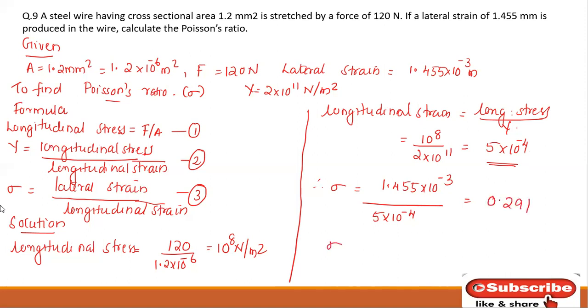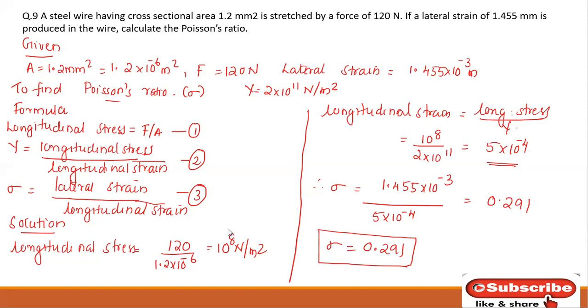So we got Poisson's ratio is 0.291. This is the Poisson's ratio of the wire. Okay, I hope you all understood.